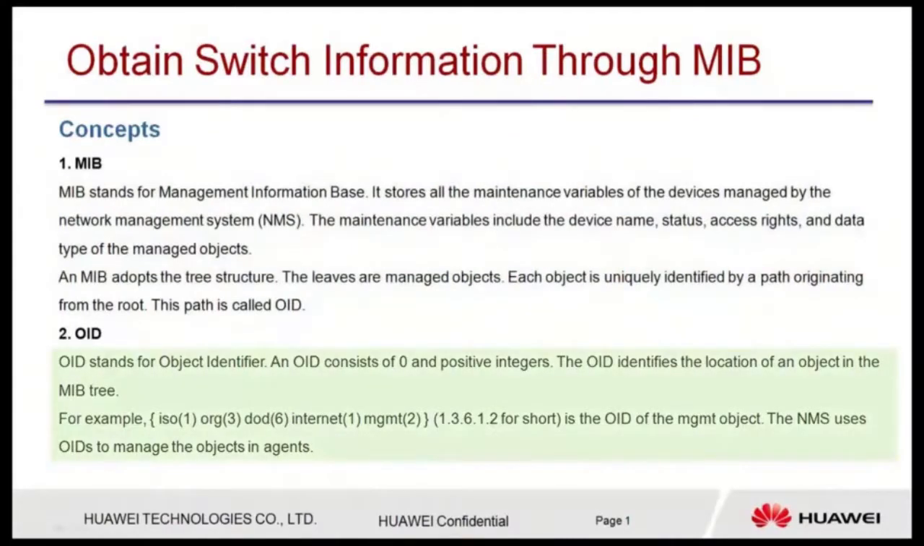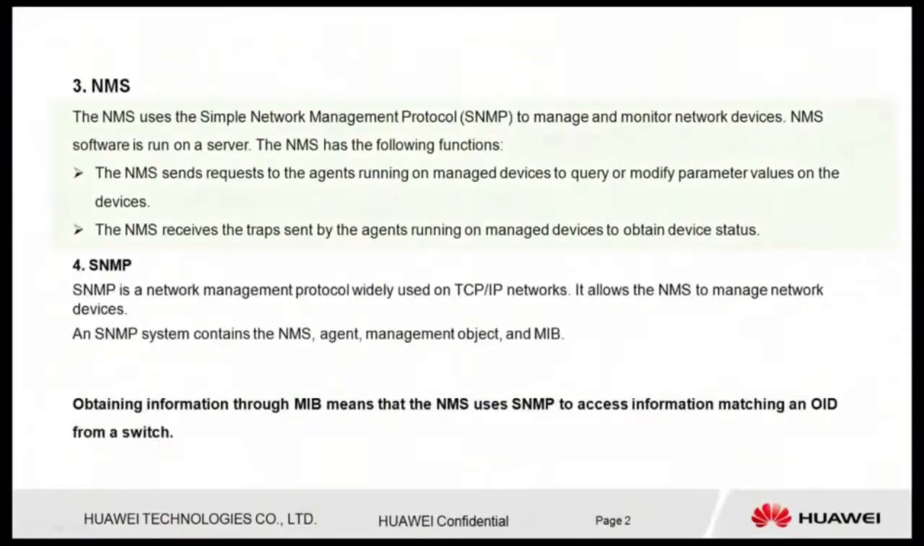2. OID. OID stands for Object Identifier. An OID consists of zero and positive integers. The OID identifies the location of an object in the MIB tree. For example, 1.3.6.1.2 is the OID of the management object. The NMS uses OIDs to manage the objects and agents.